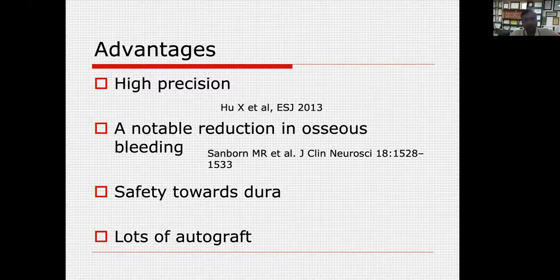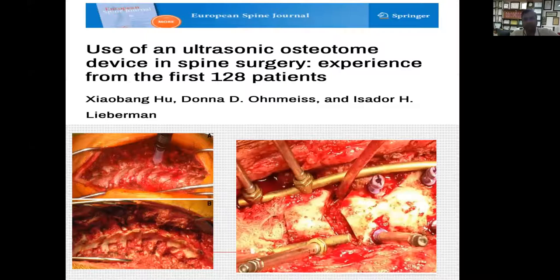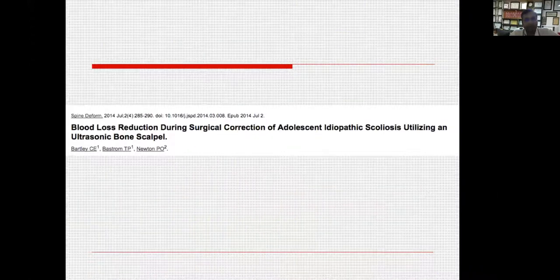And as compared to the burr, when a lot of bone debris goes away, here you can have a lot of autograft, so you can use it for your fusion purposes. This is just a paper which I've taken, and you can see that the shapes of the osteotomies are perfect. They are highly precise. And there is ample literature now regarding blood loss reduction during AIS surgeries as well.